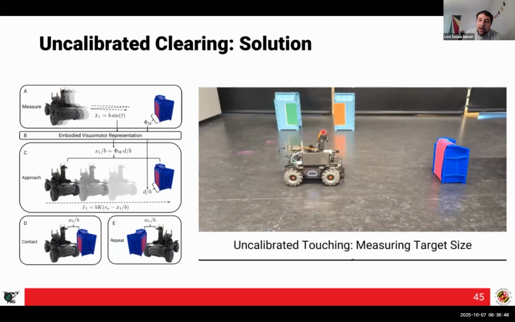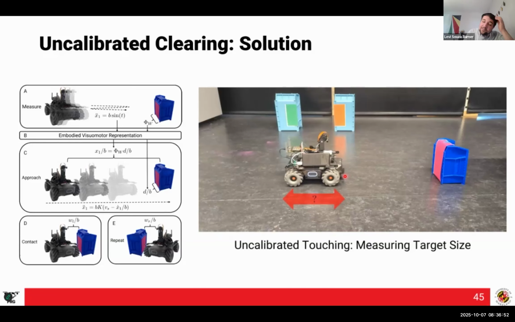On the right, we have a robot. It doesn't know its size. It doesn't know the distance to any of these targets. It doesn't know their width, etc. And it needs to fit through this gap. Oh, and it also doesn't know its strength.